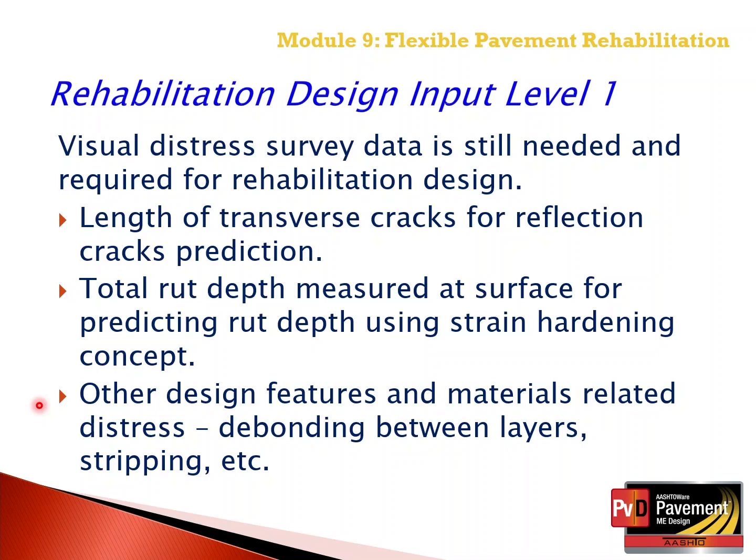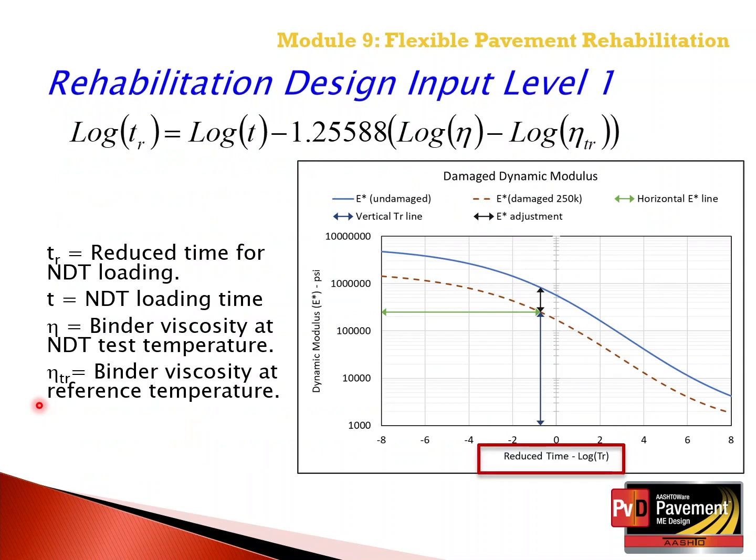So they're all used in establishing a rehabilitation design strategy. So how is the fatigue damage, the bottom-up fatigue damage, accounted for or determined in rehab design input level 1 from the back calculated elastic layer moduli?